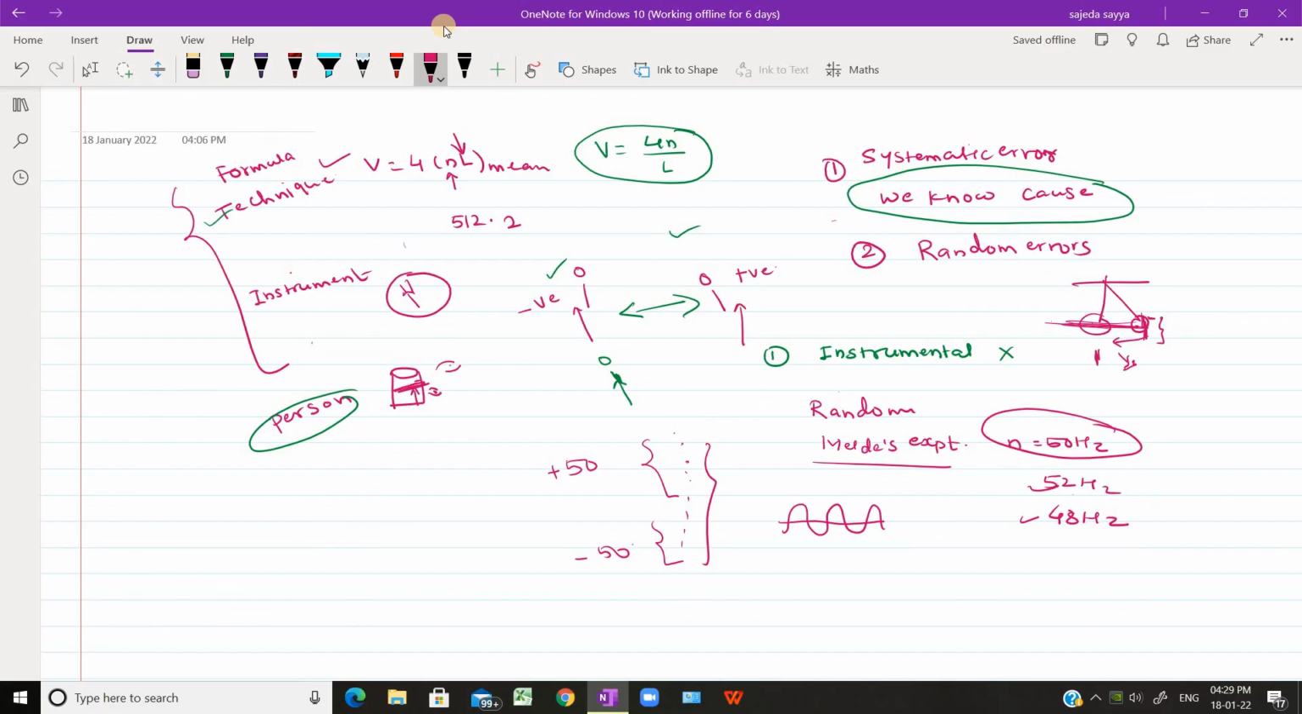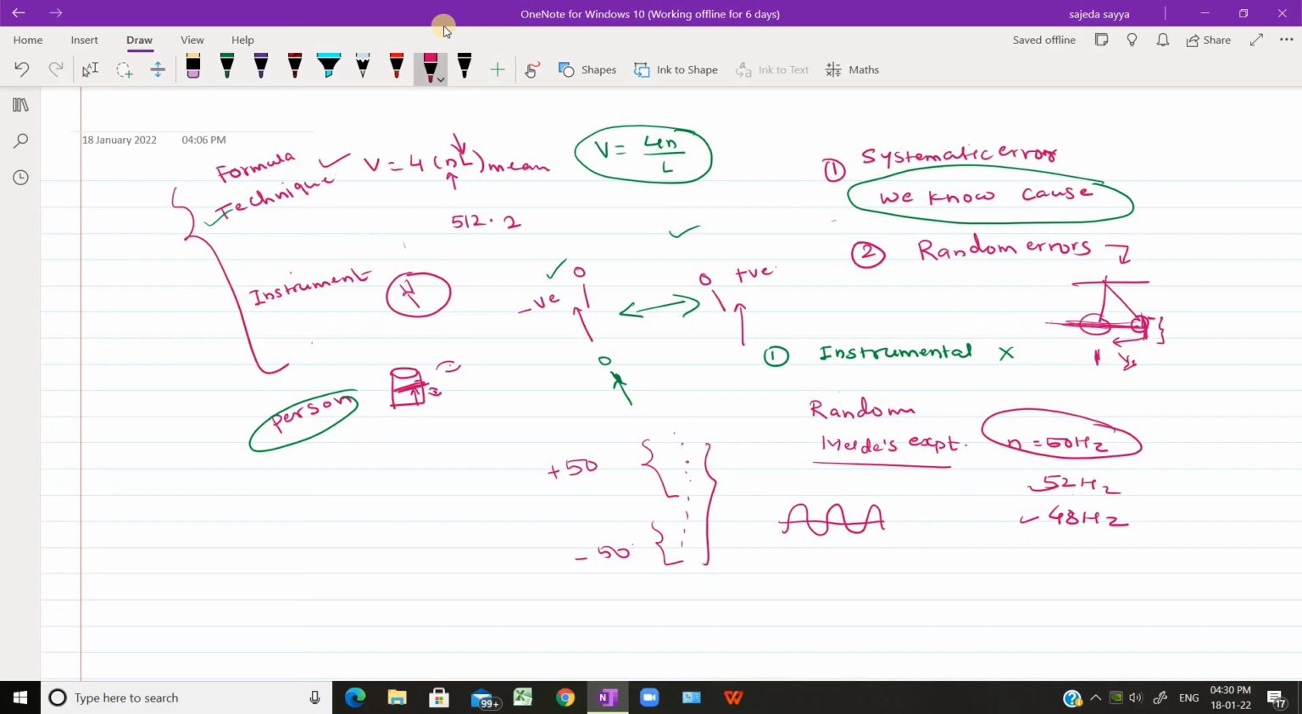This kind of error can occur, and it cannot be minimized properly because we don't know the root cause of these errors. The minimization of these random errors can be done with the help of the principle of probability. So the principle of probability helps us to minimize random errors. Alright.